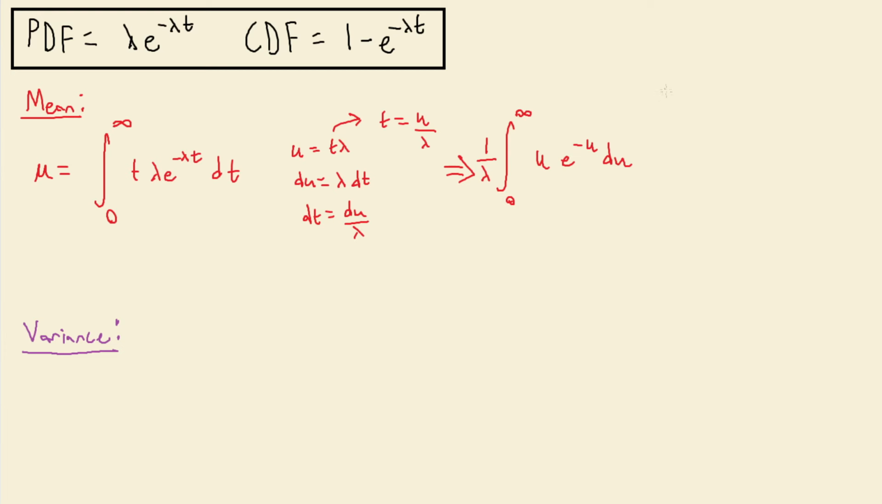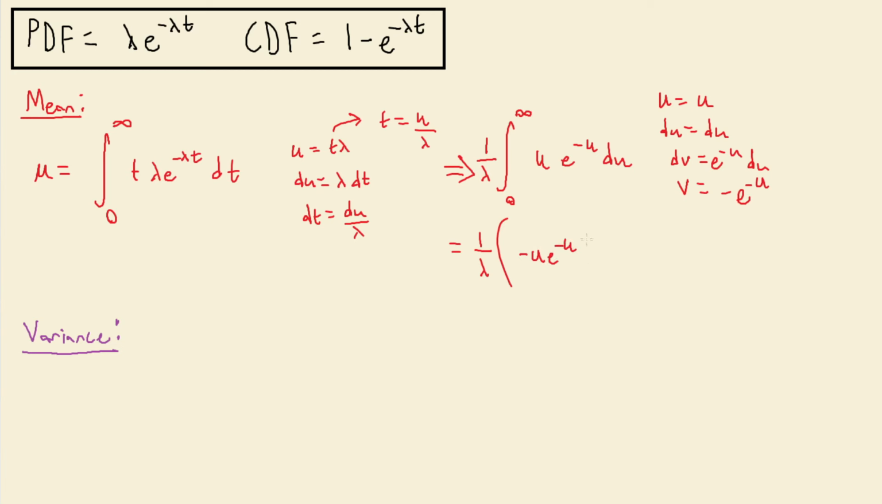So let's do u is equal to u. So du here will just be equal to du. And then dv, I'm going to let this be e to the negative u du. And then v here is going to be equal to negative e to the negative u. And then by integration by parts, this is going to be equal to 1 over lambda times, and then we have uv. And so that's just going to be u times negative e to the negative u. So this is negative u e to the negative u.